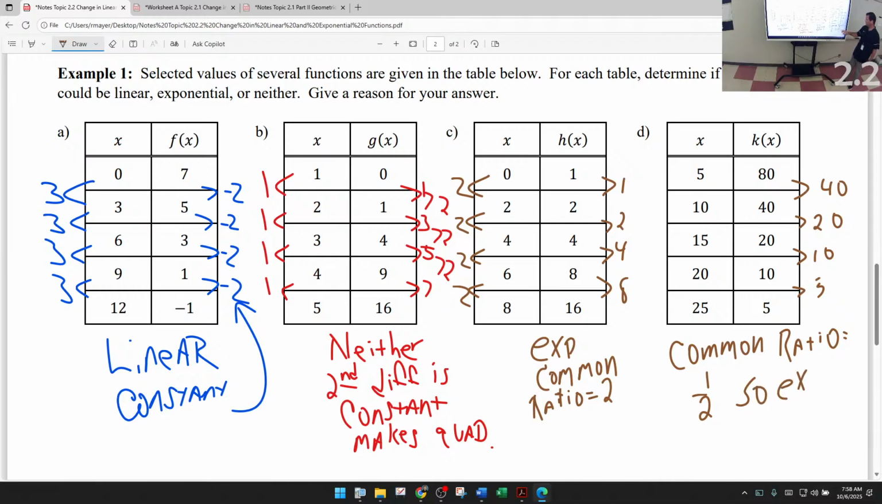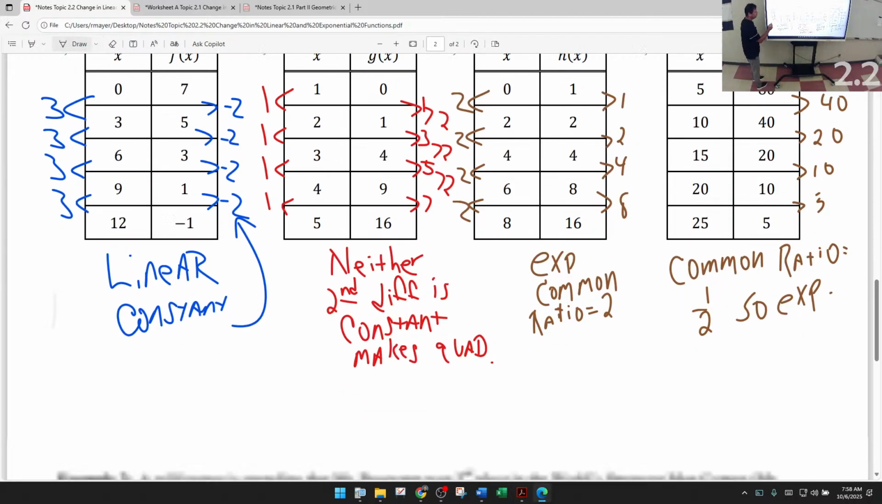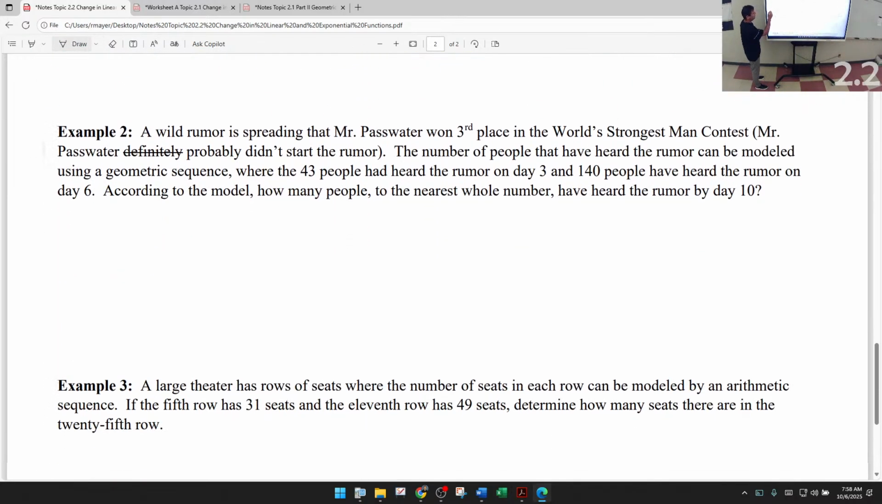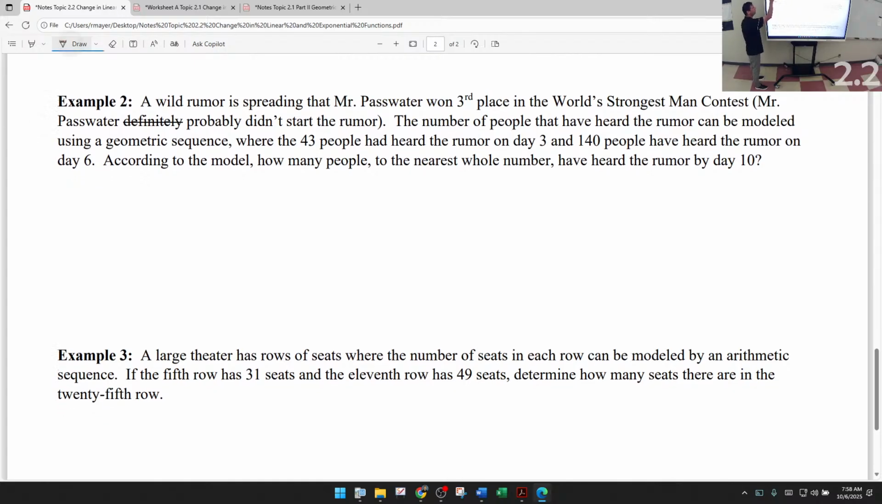So exponential. Good? Yes? Not hard? Beautiful. Word problems.